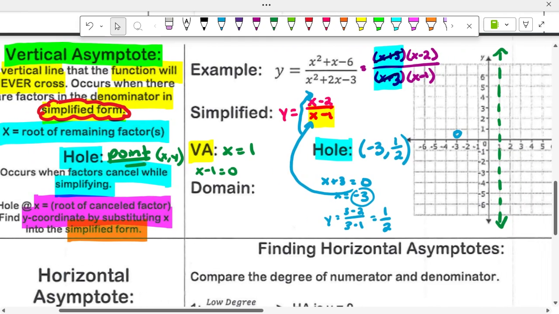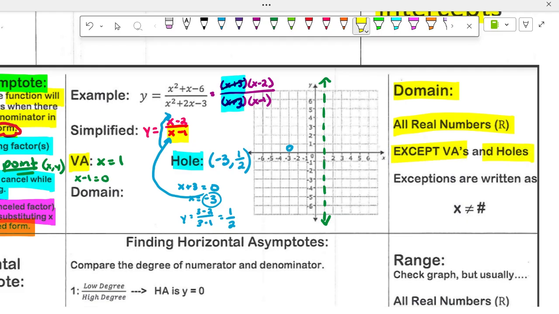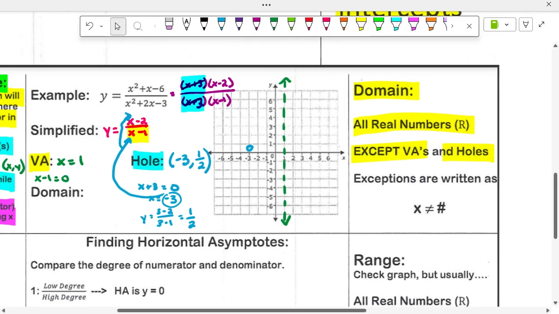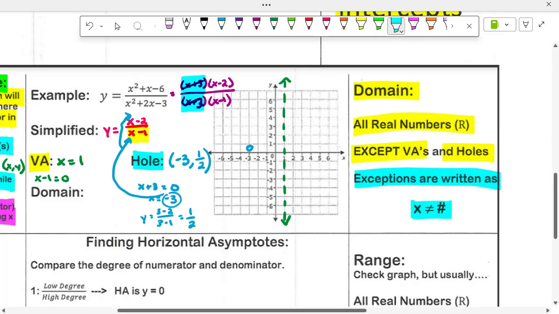All right, now, domain is really easy. All right, domain is always going to be all real numbers except your vertical asymptote and your hole. All right. And you can have more than one vertical asymptote and you can have more than one hole. All right. If anything cancels, that goes along with your holes. If anything stays in the denominator after you cancel everything, that's your vertical asymptote. So, and you write these exceptions as x cannot equal a number.